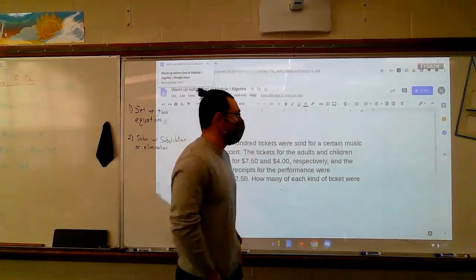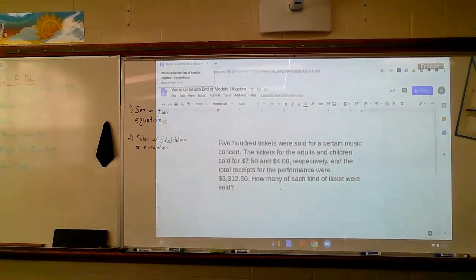500 tickets were sold for a certain music concert. The tickets for the adults and children sold for $7.50 and $4 respectively. And the total receipts for the performance were $3,312.50. How many of each kind of ticket were sold? Brittany's going to town, but she's a little loud. There, don't get so excited.